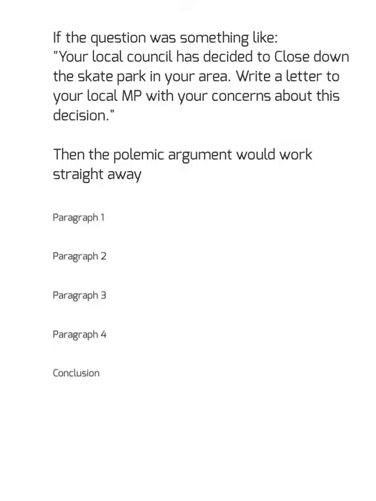So if the question was something a little different to what we just experienced, for example, your local council has decided to close down the skate park in your area, write a letter to your local MP with your concerns about this decision. With this type of challenge, you can see that it would be a really good idea to go straight to the polemic argument. Get straight to the point of why this council thinks that it is necessary to close down the skate park. It's not a decision that they would have made lightly, because they know that people will complain. So getting straight into the polemic argument is without a doubt the best way to go with this type of question.